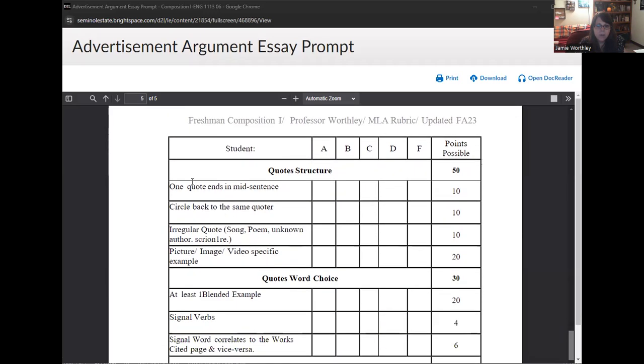then I can check off a lot of those. So I want to look at ends mid-sentence. It has a specific example, that it is at least one blend example. That's 20 points right there. We're going to talk about what signal verbs are. All right, so let's go back to this document.